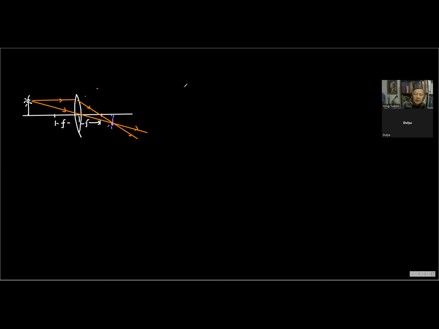So this is object. See, this object, and this is image. Okay. So if you look at the formula, do you remember this formula? Have you seen this formula? That is the formula governing these two distances from the object to the image. So 1 over f is equal to 1 over the distance of the object plus 1 over the distance to the image. Have you seen this formula before?